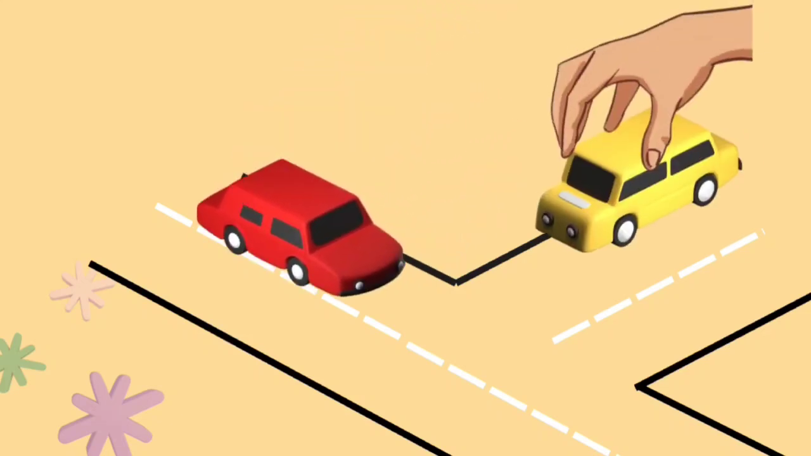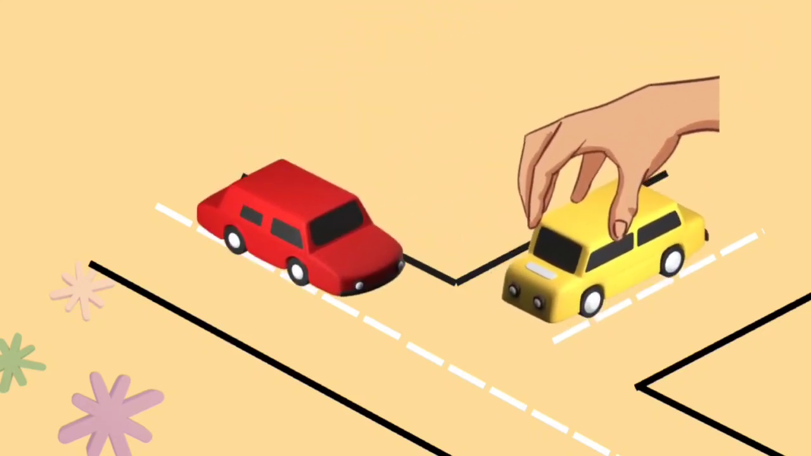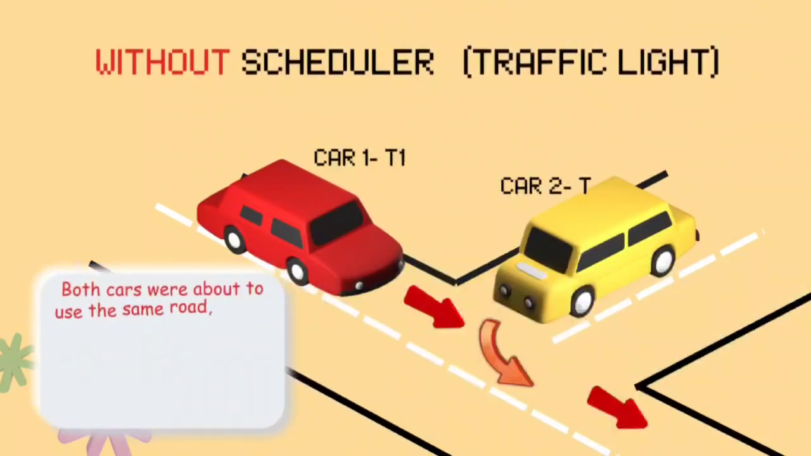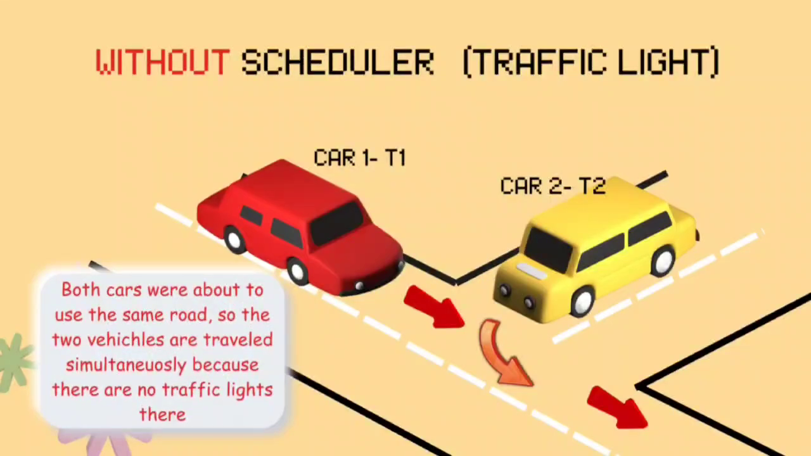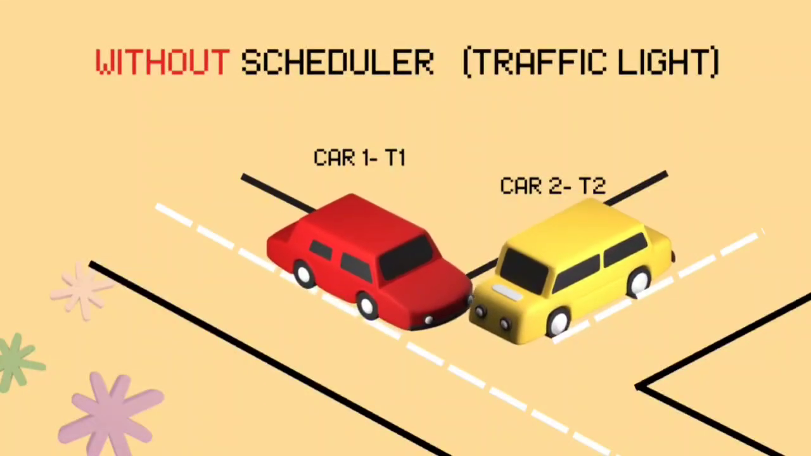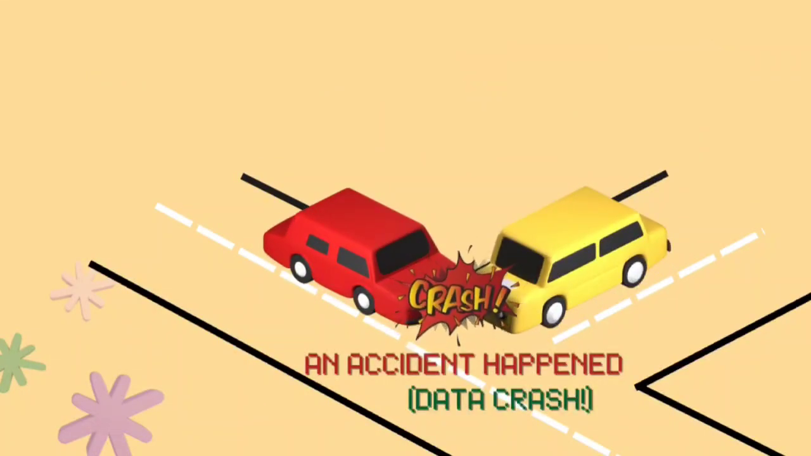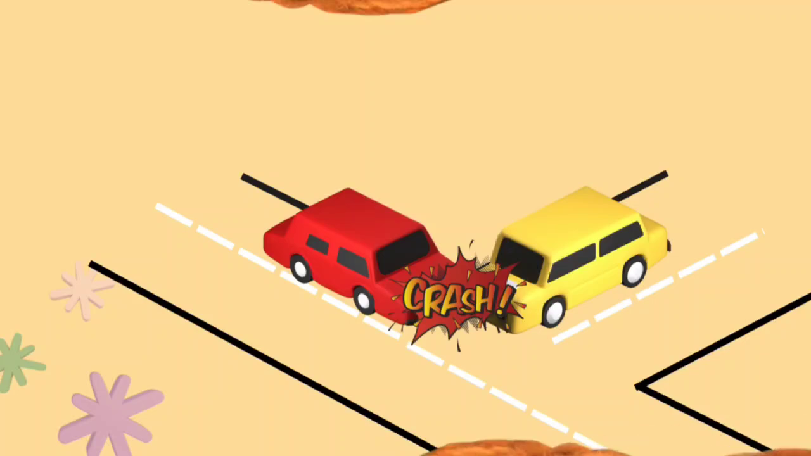Imagine there's a narrow one-lane road that only allows one car to pass at a time. Both cars were about to use the same road, so the two vehicles traveled simultaneously because there are no traffic lights there. It happened just like data being crashed.